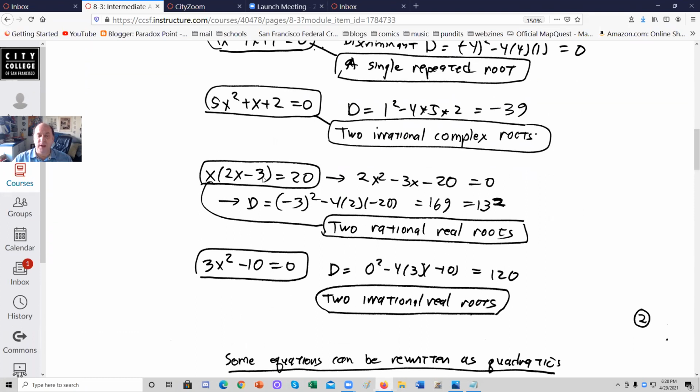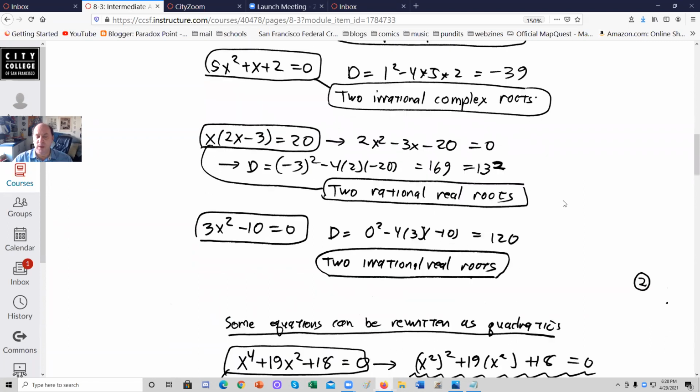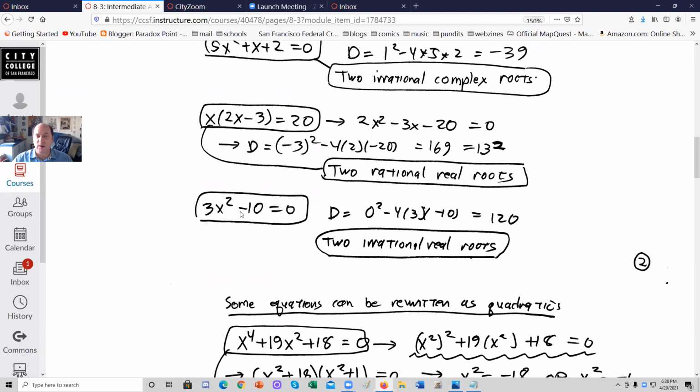x times 2x minus 3 equals 20. We have to expand it and transpose. We get 2x squared minus 3x minus 20 equals 0. Then the discriminant is negative 3 squared minus 4 times 2 times negative 20. After a bit of churning, it's 169, which is a square of 13. So it's positive and a square. So there's two real roots and they're rational. Two rational real roots.